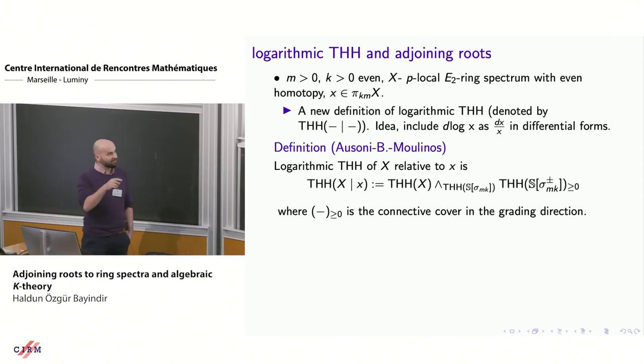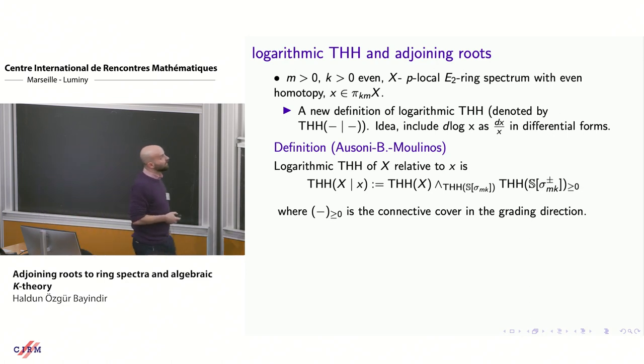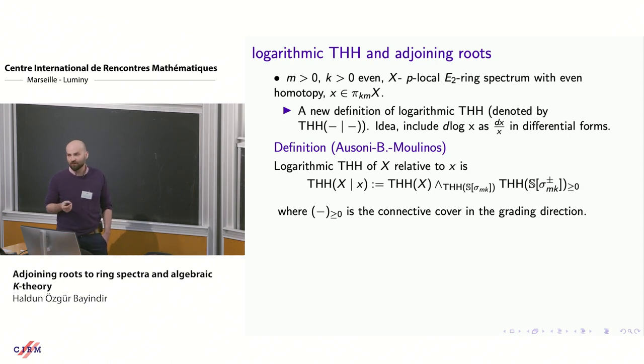So you only have d sigma over sigma, but you don't have, let's say, d sigma over sigma squared. So that's where the connective cover comes from, and it's an idea from the classical theory, that you can first define the log THH of the free algebra and then base change through such a map. Again, I put the assumption here that X is an E2 ring with even homotopy, but this definition of log THH applies to a more general situation. For example, we can define log THH of Morava K-theories and so on. So for various other E1 ring spectra, one would be able to define log THH as well using this.